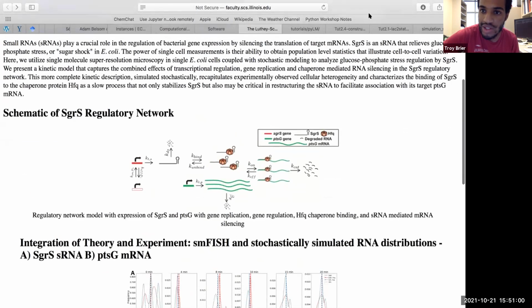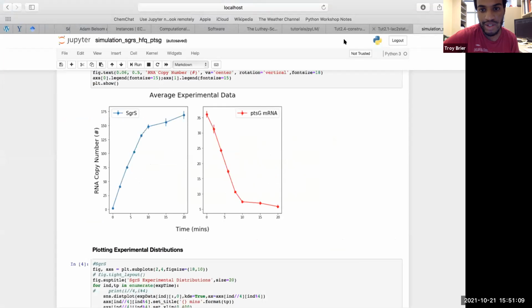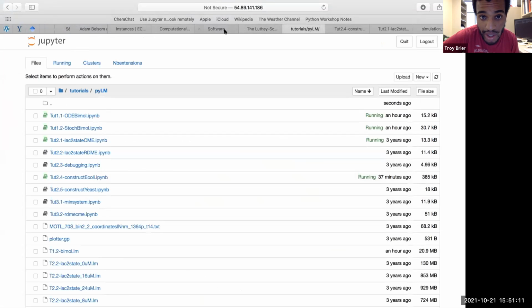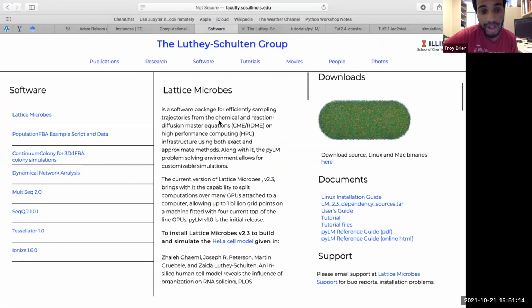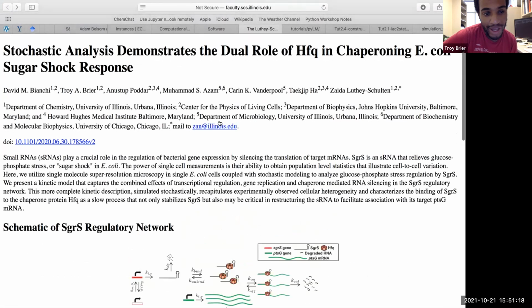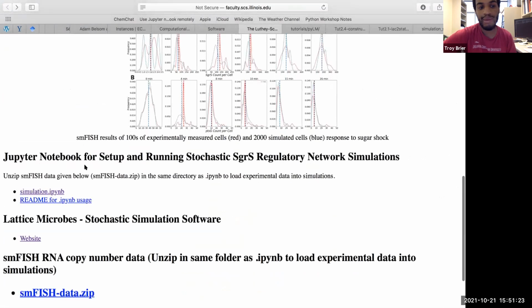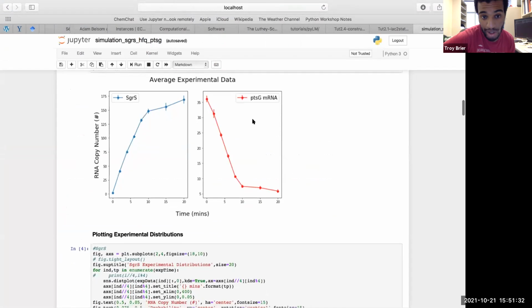I want to stress this because it's a very good example of what can be done with LM. What I'm going to do now is go to this website. Sorry, I'm clicking around a lot. Here on this website, it goes into some information about the paper, along with a link to the paper itself, and some downloadable files. Again, you would need Lattice Microbes installed to use this, but what I was able to do is load up the notebook.